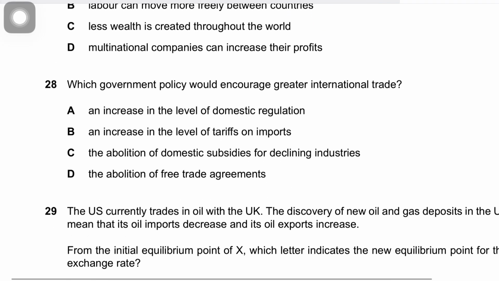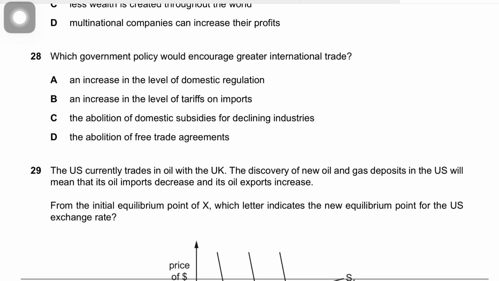Question number 28 says, which government policy would encourage greater international trade? Usually the last few questions are on international trade, current account, BOP, exchange rate. 28 should be C for Charlie, the abolition of domestic subsidies for declining industries. The question is basically asking here which policy would encourage greater international trade. So if you abolish the domestic subsidies for declining industries, it means that inefficient firms receive less protection. Because they're inefficient, they're declining, let them shut down. Why are you making them more complacent and dependent on you while they aren't improving either?